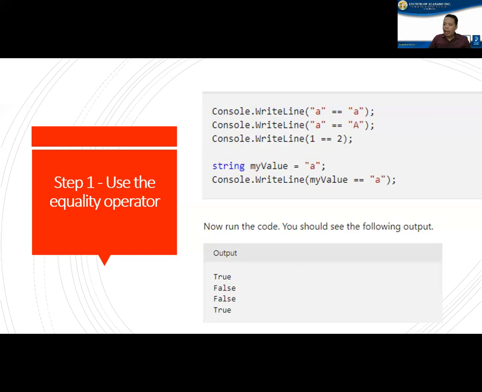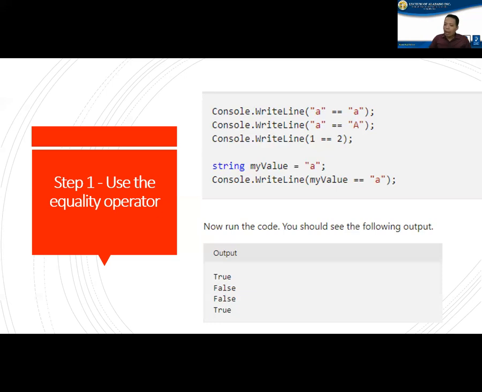console.WriteLine A is equal to an uppercase A, definitely the output will be false. Definitely they are not equal, no? The other one is lowercase, and the other one is uppercase. The same for statement 3, no? Okay, 1 is equals to 2, definitely the output will be false.